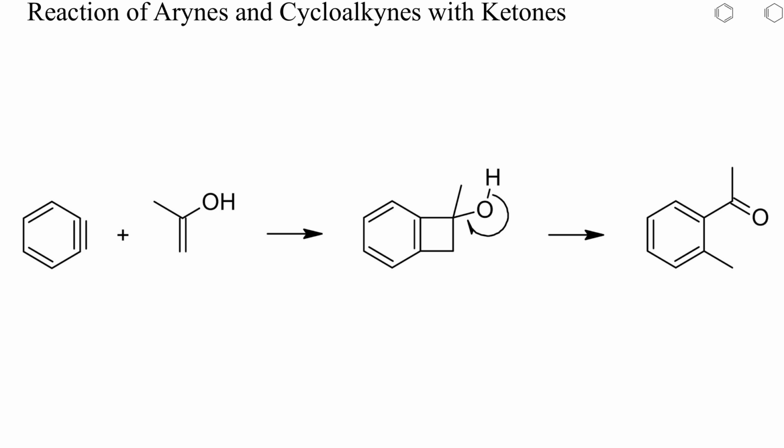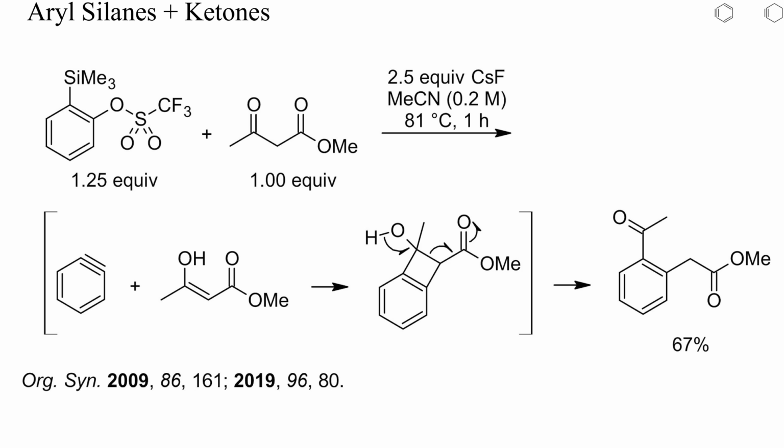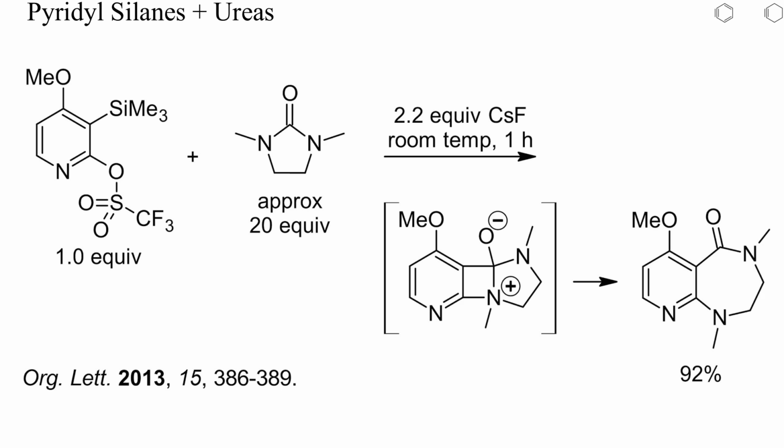Enolisable ketones can react with arynes as sketched here, by 2+2 cycloaddition to yield a benzocyclobutanol followed by ring fission. For example, when a slight excess of benzyne was generated in the presence of methyl acetoacetate, the methyl ester of 2-acetyl-phenylacetic acid resulted. Substituted pyridines can also be converted into pyridines, as in this preparation.